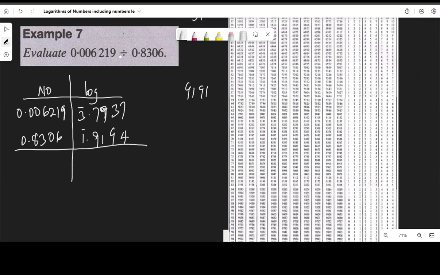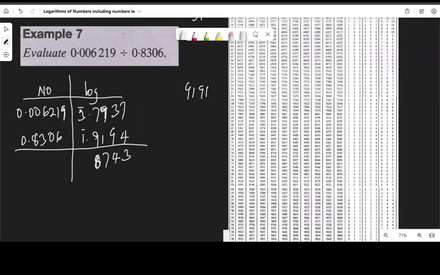We are dividing here. This number is dividing this number. And when dividing numbers, we subtract their logarithms. 7 minus 4 is 3. 3 minus 9 is not possible, so we have to borrow, which is 13. 13 minus 9 is 4. This remains 8. 8 minus 1 is 7. Then 7 minus 9 is not possible, so we borrow from this place to this place, which makes it 17. 17 minus 9 is 8.